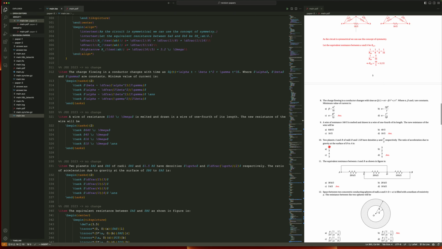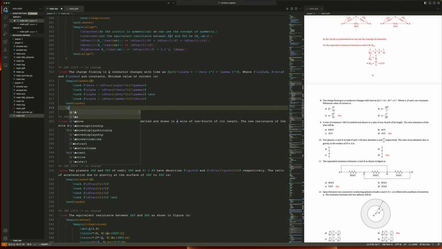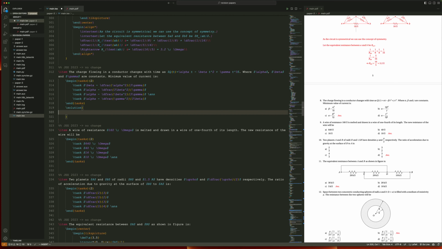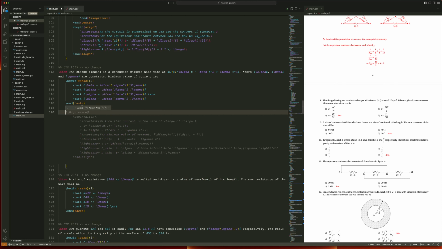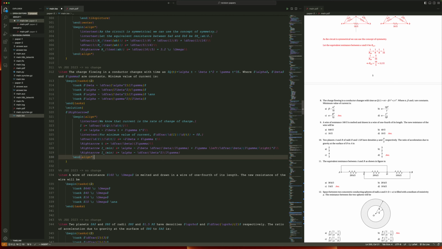And now we are at 8, and a charge is flowing in a conductor as a function of time, and we have to find the minimum value of the current. So let's start from here. I think you got it. Let's accept the completed Copal solution and see if it's right or not.